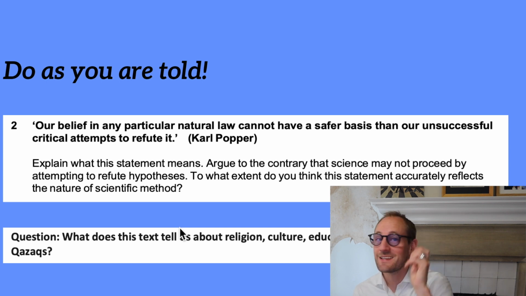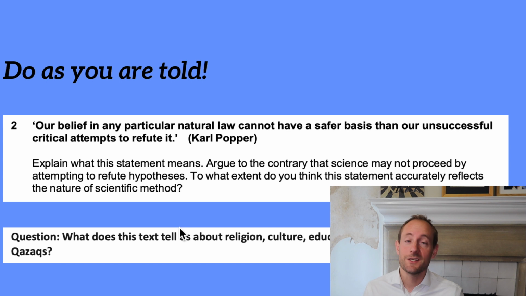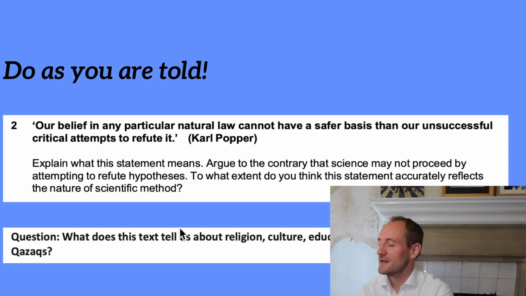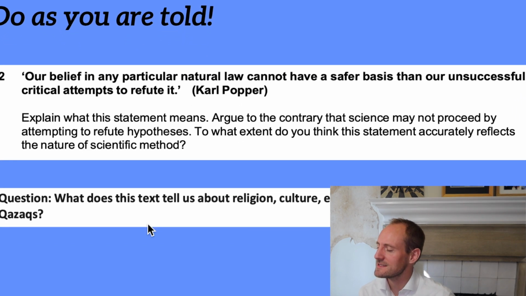All you need to do, and they've set out the instructions here, is explain what this statement means, number one. Argue to the contrary that science may not proceed by attempting to refute hypotheses, number two. To what extent do you think the statement accurately reflects the nature of scientific method, number three. You must do all of those three things. If you do not do all of those three things, you will not get a good mark, okay? And that is incredibly common, that people just fail to actually follow the instructions, and it's just a terrible idea, okay?